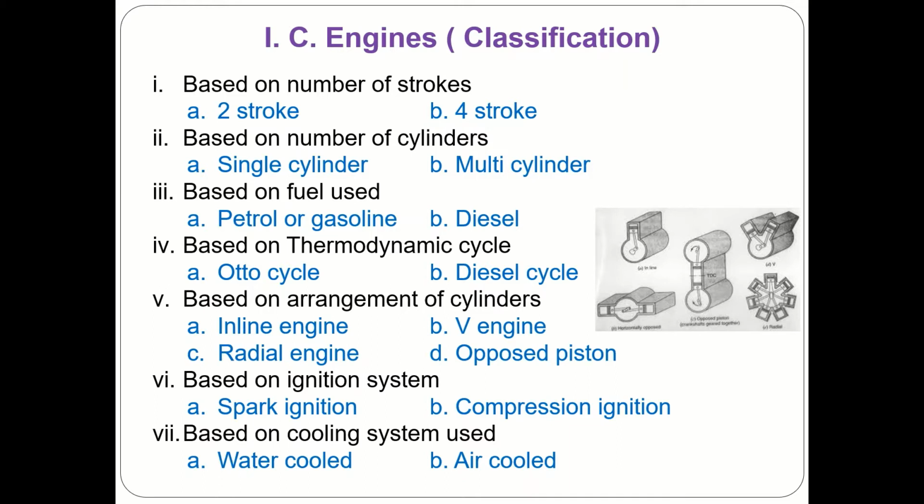Based on ignition system, you can categorize engines as spark ignition engines, also called SI engines, and the second category is the compression ignition engines. In case of spark ignition engines, we use petrol or CNG or LPG as a fuel. These fuels have a high self ignition temperature, so there is a requirement of a spark in order to initiate combustion of the mixture of fuel and air.